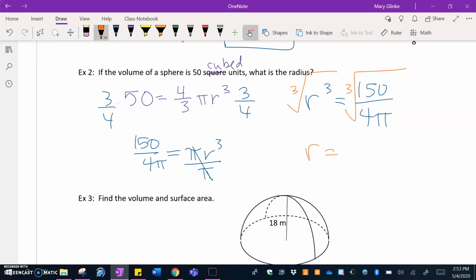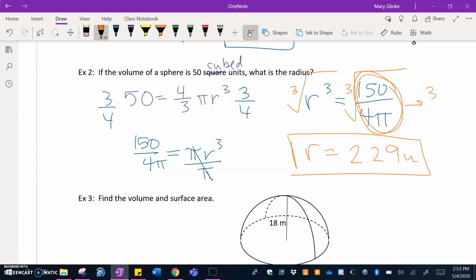There's a button on your calculator to do that. And when you do that, you're going to end up getting 2.29 units. If for some reason you did not get 2.29 but got something else, it might be the 150 over 4 pi part. Let's check that real quick. You're actually taking the cube root of 11.94. See if you got 11.94 when you typed in 150 over 4 pi. If not, that's probably the reason why you didn't get 2.29. So try it one more time on your calculator.